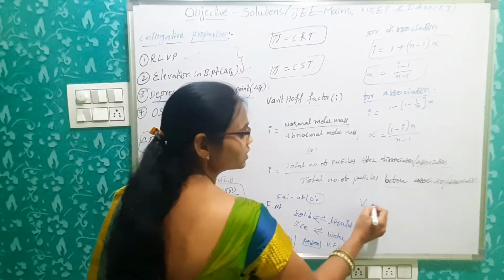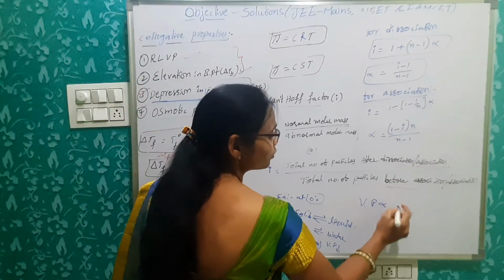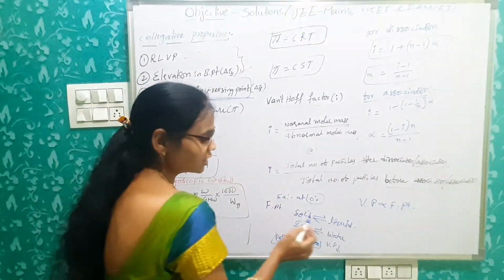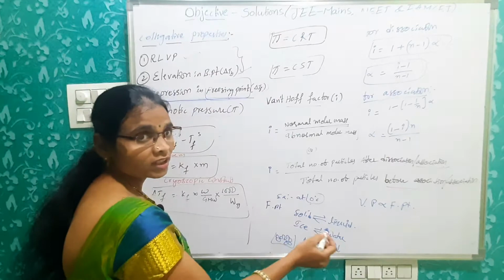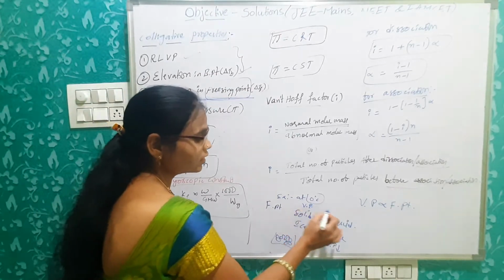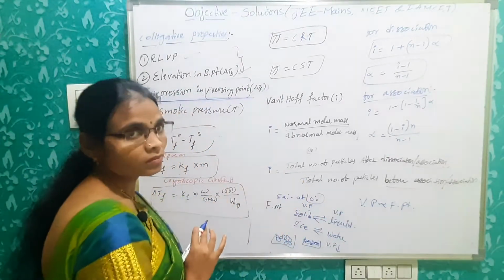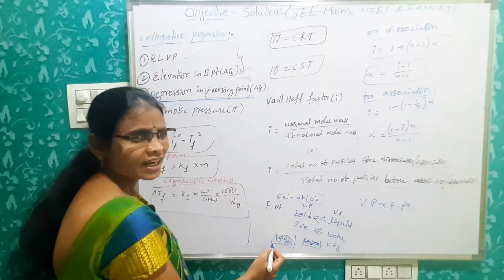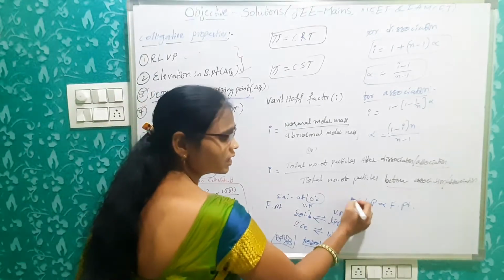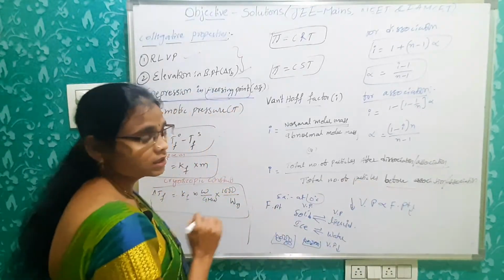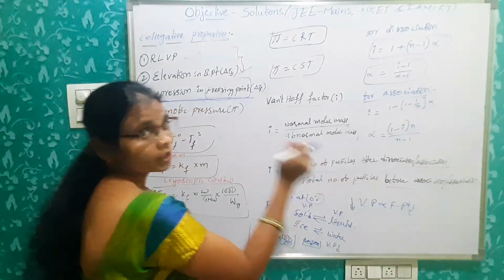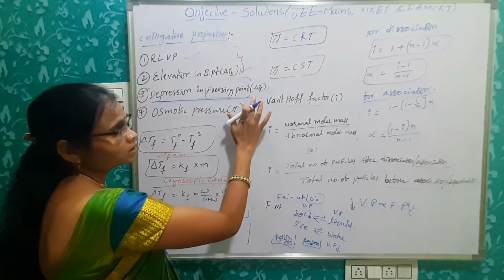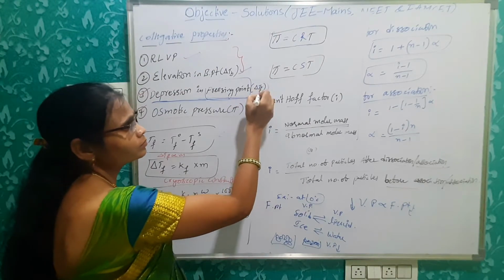So vapor pressure is directly proportional to what? Freezing point. At the freezing point, solid and liquid are in equilibrium with each other, meaning the vapor pressure of the solid and liquid are the same. So from pure solvent to solution, vapor pressure decreases and freezing point also decreases. This decrease in freezing point is known as depression in freezing point, denoted as delta TF.